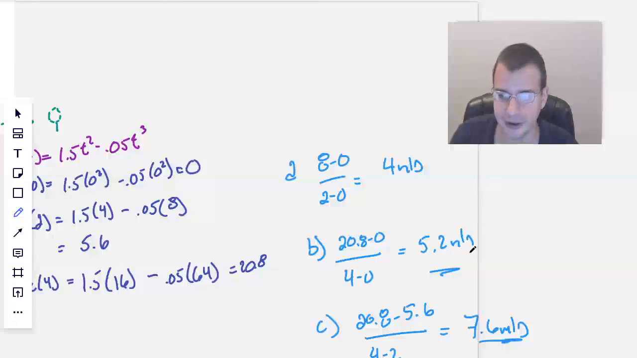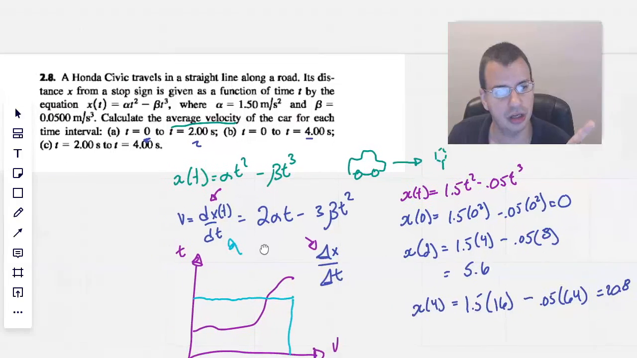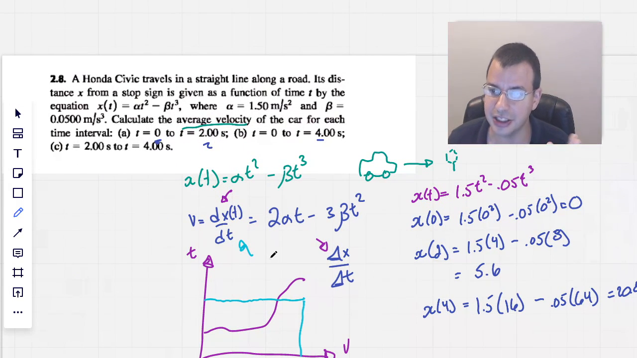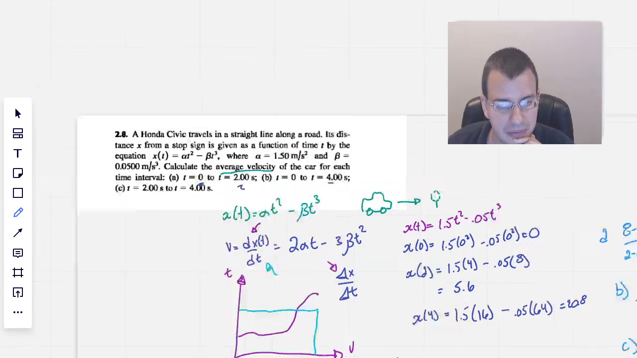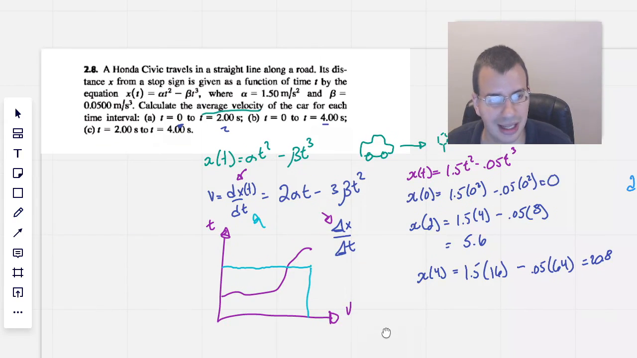And that is how you would use this distance equation to find the average velocity over a period of time. So not too bad, pretty reasonable question. I like it.